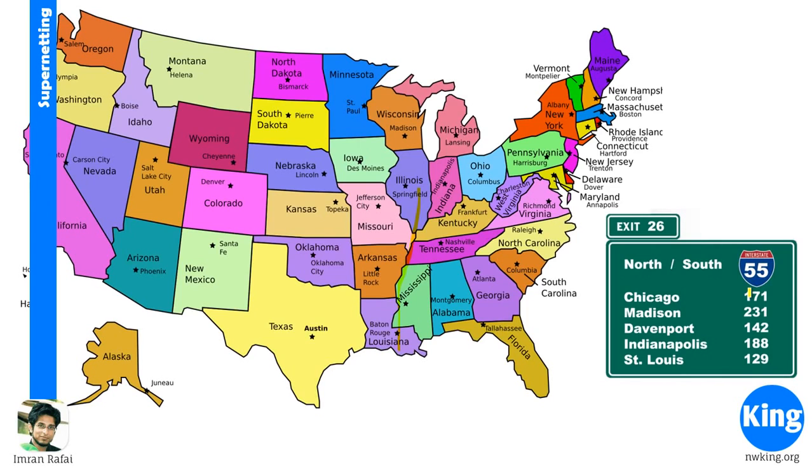Now, supernetting is a concept that is ideally used in the routing concept, and I know that we haven't yet started routing, but I wanted to talk about supernetting here because supernetting and subnetting are complementary. Now, subnetting is breaking down a large network into smaller networks, and supernetting is exactly the opposite, where you take smaller networks and combine them into one big network.